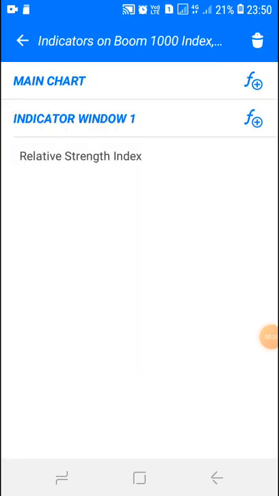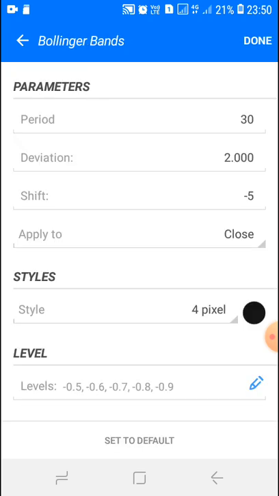And our next indicator is gonna be this one. But before I add the indicator, make sure to click on indicator window 1, right? Now you need to have your Bollinger Bands, okay? Now parameters should be like this.